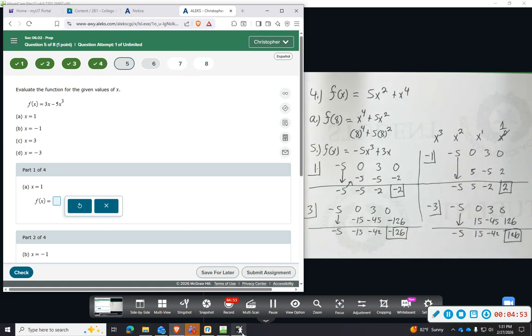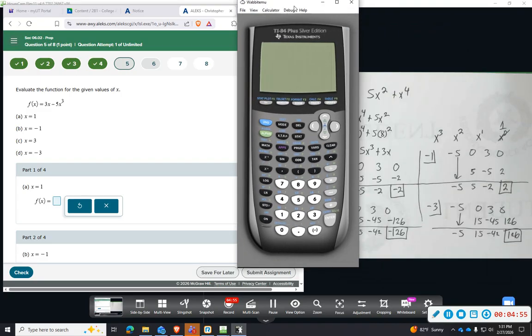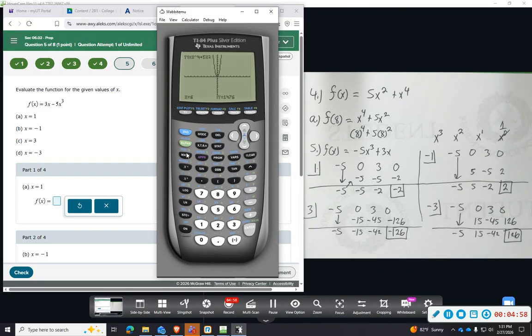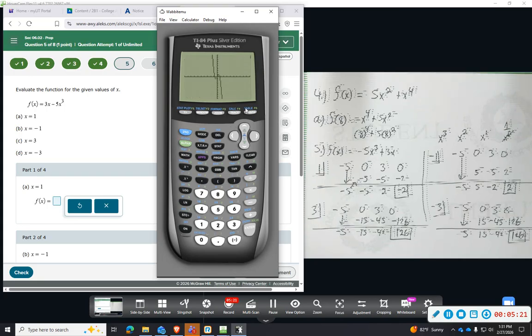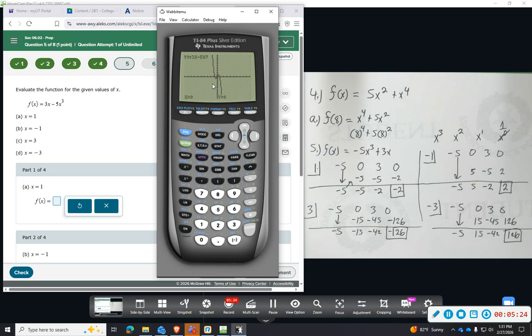I am going to grab this calculator just to show you and confirm. Same thing. So I'm going to go to y equals, clear out what I have, and type the new equation. I'll just type it as is: 3x minus 5x raised to the third. I'm going to graph it, and then I'm going to hit trace. Trace will allow me to just type in whatever number. So if I type in 1 and hit enter, we can see the y value when we plug in a 1 is negative 2, which is what we get at the end.